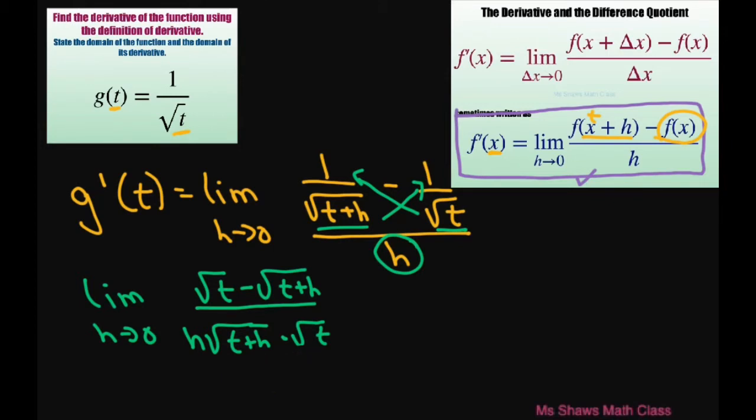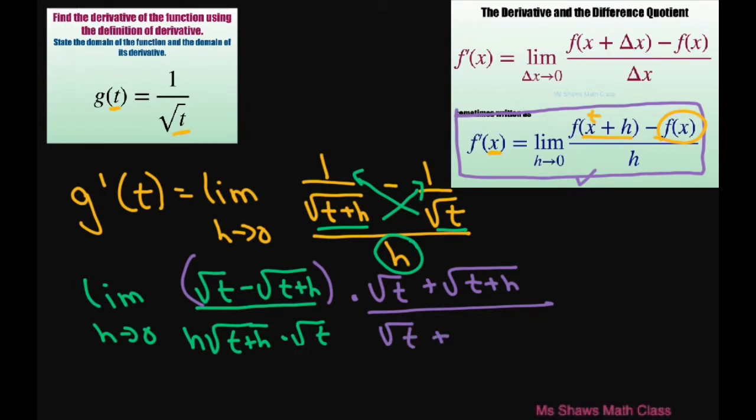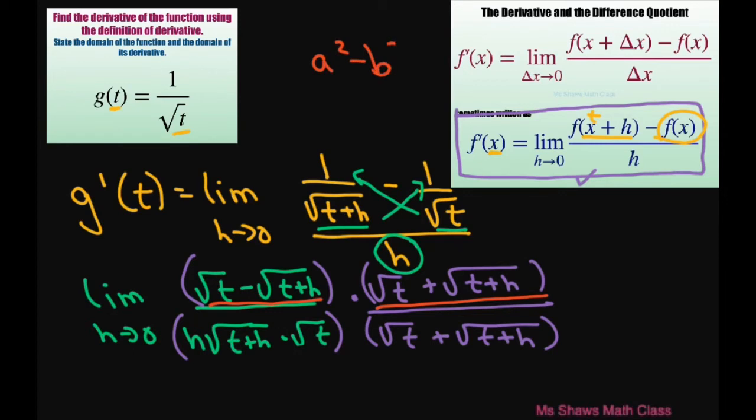All right, now from here, let's take our numerator and multiply it by the conjugate, because we're going to have to get rid of this h in the denominator. So that's going to be square root of t plus square root of t plus h. And in the denominator, you have to do the same thing: square root of t plus square root of t plus h. So here we have this form, which is just a squared minus b squared.